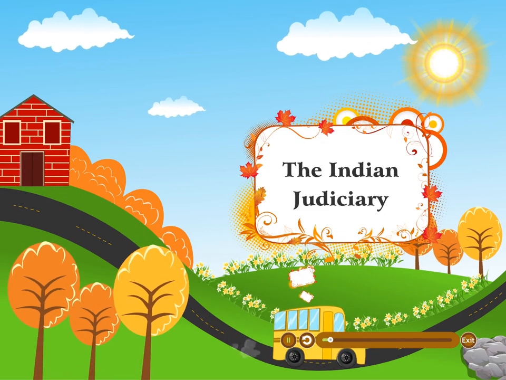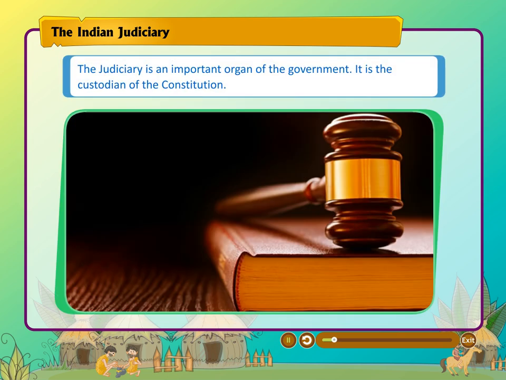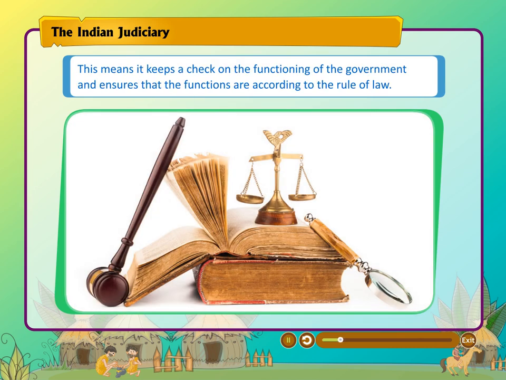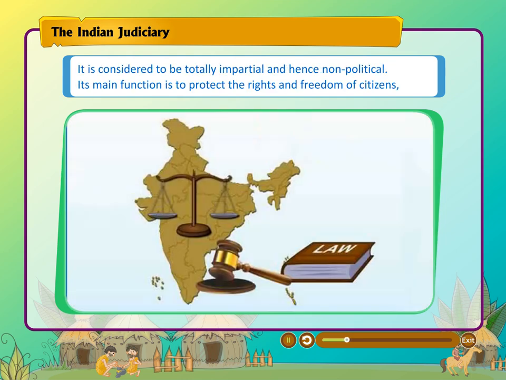The Indian Judiciary. The judiciary is an important organ of the government. It is the custodian of the Constitution. This means it keeps a check on the functioning of the government and ensures that the functions are according to the rule of law. It is considered to be totally impartial and hence non-political.